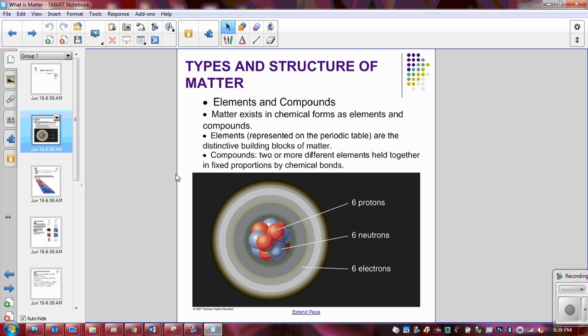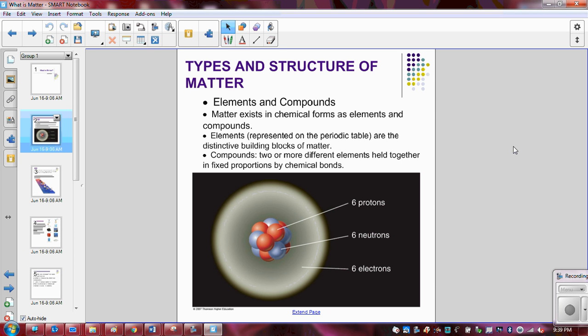So matter is in chemical forms. It exists with elements and compounds. So thinking back to the beginnings of biology, and if you've taken chemistry, elements are those building blocks, right? That's what's on our periodic table. Elements make up our other matter. They're made up of atoms of all the same kind. Those elements get combined together to make compounds.